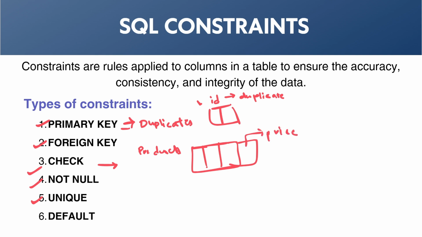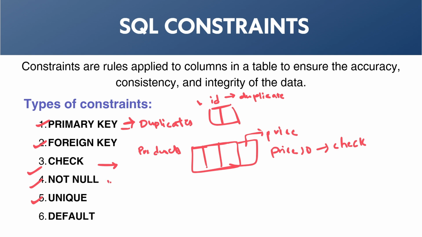So let's take this as a price column. What happens here is the price must be greater than 0, right? So the price is greater than 0. This is going to be a check constraint. That means every customer must order a product with price greater than 0. That means there are no free products at all.